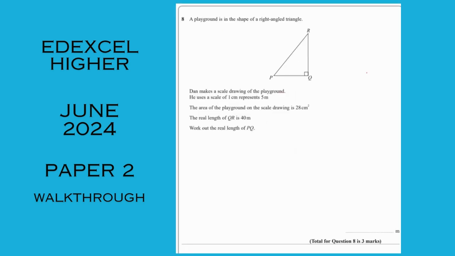So question 8, another one that's a bit strange for a calculator paper, but here we go. So scale drawing, etc., area is 28. So it tells us that the scale is 1 to 5, so there's going to be loads of times in dividing by 5. The real length of QR is 40. So that's in meters. So to change it to centimeters, divide by 5.